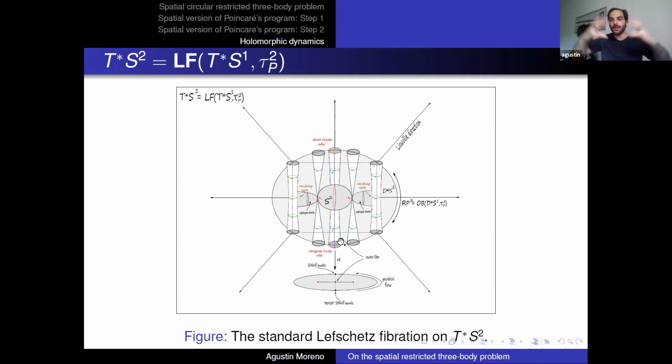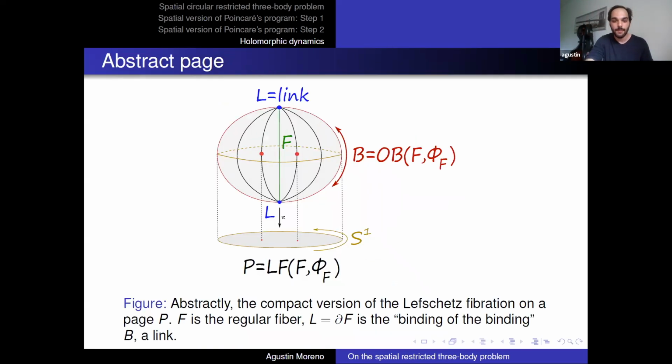So to get the compact version, what you should do is look at this ideal version and project down in the dual direction. So now they become compact and they have boundary precisely the orbits. Okay, so this is the Lefschetz fibration on the page, and you should think I have a circle family of these guys. Yeah, so more abstractly, and here I'm drawing things as an algebraic geometer would draw them.